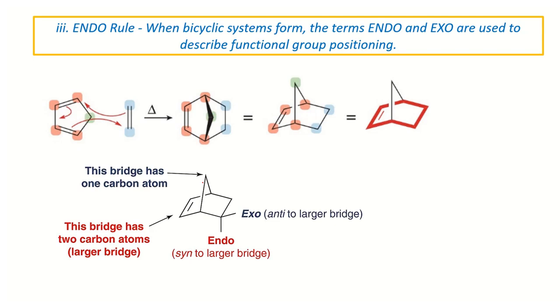And lastly, we talk about the endo rule. And the endo rule is quite an important rule for us. All we got to remember is this, that if we have a ring system, if our diene is in a ring, then we're going to have some sort of bridgehead carbon. If it's a 5-membered ring, we have one bridgehead. If it's a 6-membered ring, we're going to have a double bridgehead. Traditionally, we use this bold line to explain to the reader that the bridgehead is pointing towards us.